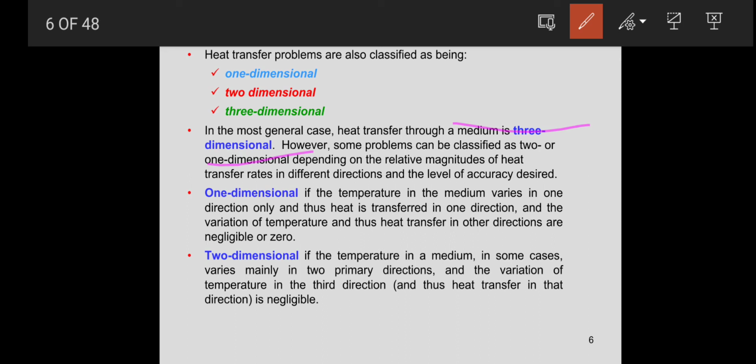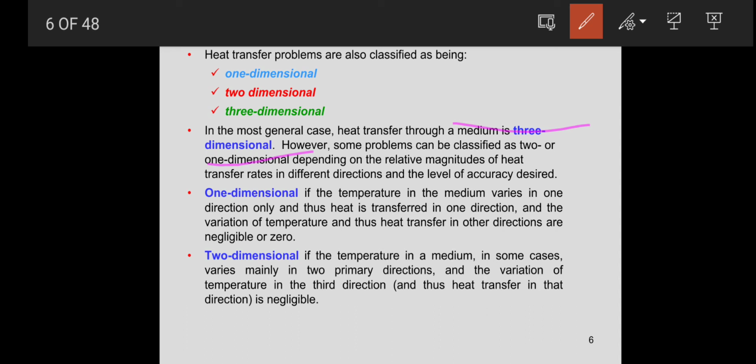If the temperature in the medium varies in one direction only and thus heat is transferred in one direction, and the variation of temperature and thus heat transfer in other directions are negligible or zero, it is considered one dimensional. So generally in one dimensional heat transfer, the temperature of the body changes in one direction only, and there is no change in temperature in other directions. Take an example of an xyz block where the temperature is changing only in the x direction, not in the y and z directions. Then you consider the heat transfer to be only one dimensional.